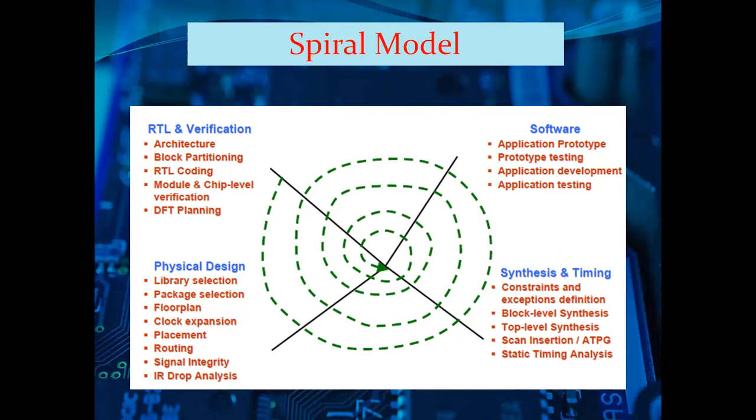So likewise, we are moving in a spiral, we can see. So from this hardware design to the physical design, that is more of the backend part, coming to the synthesis part, and then we have the software. So all is being done in phases. So a lot of concurrency, a lot of parallelism is being involved. So parallelism and module by module development is the key here in case of the spiral model.